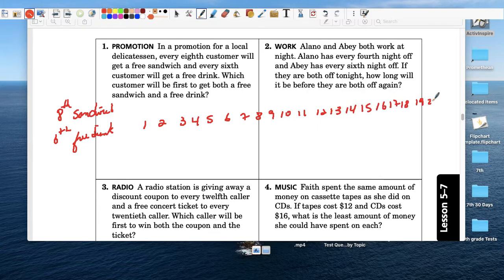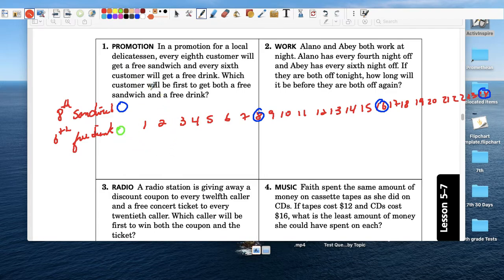I'm just going to go over this a little bit more. I obviously don't want you to do it this way, but I want you to understand. So for the sandwich, let's use blue. The 8th customer gets a sandwich, and then the 16th, and then the 24th gets a free sandwich. For the drink, let's use green. I'm just going to put green here.